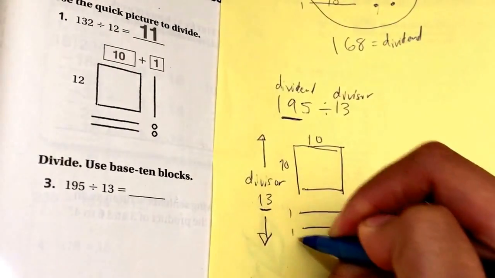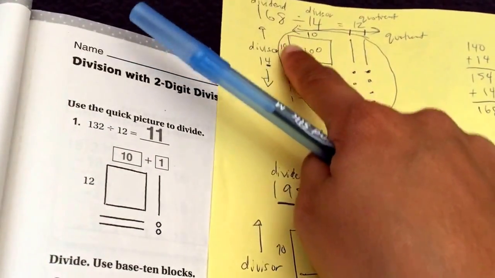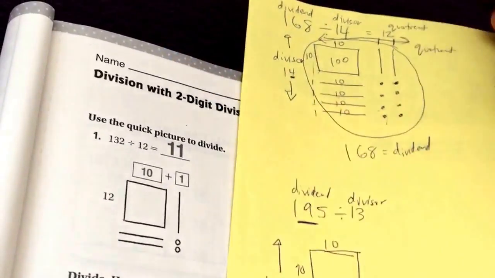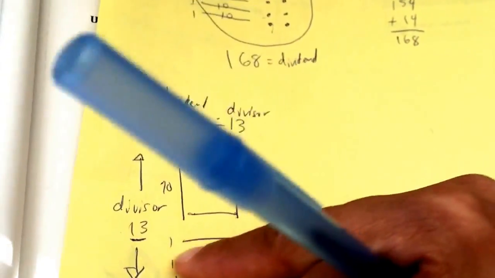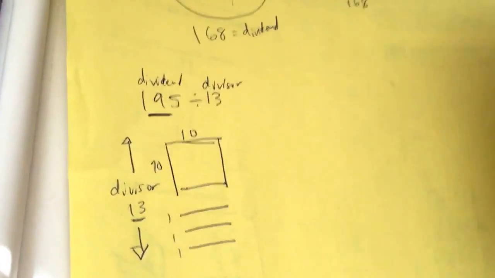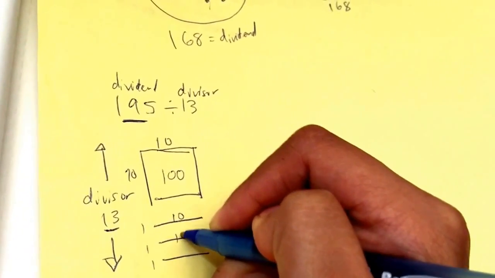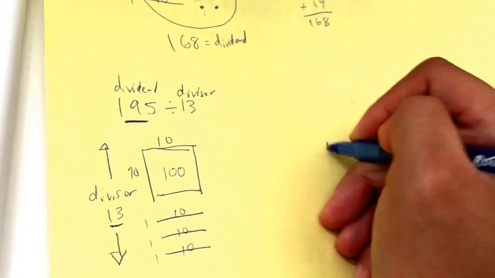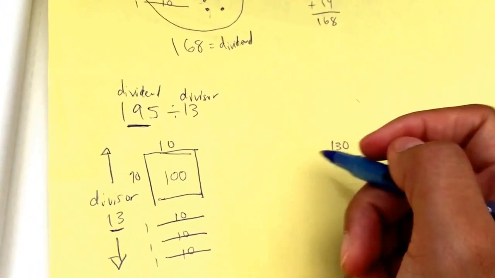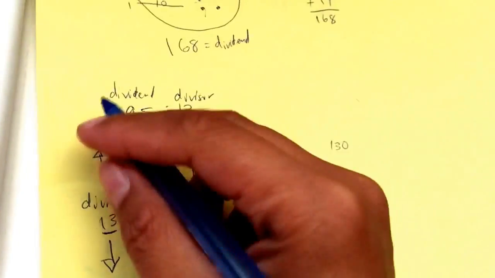10, 11, 12, 13. So keep in mind, when the divisor was 14, we did 10, 11, 12, 13, 14. When the divisor was 12, we did 10, 11, 12. Because the divisor is 13, we did 10, 11, 12, 13. From there, we count how much we have. A 10 by 10 is 100. One long, another long, and a third long. So far we have 100, 10, 20, 30, which makes a lot of sense because 13 times 10 is 130. From there, we're going to add 13 every single time until we hit 195.